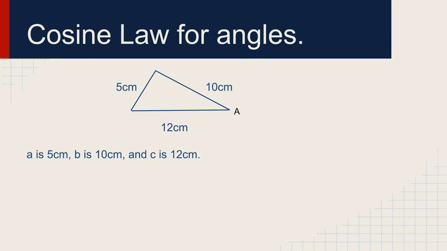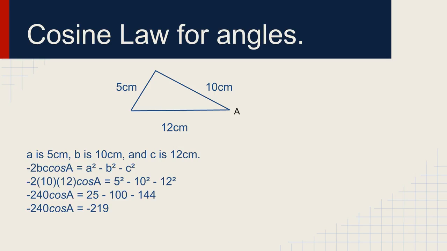As you can see, we have all the side lengths given. a is 5 centimeters, b is 10 centimeters, and c is 12 centimeters. Following the equation, the product of negative 2, 10, 12, and the cosine of A would be equal to negative 219. Divide that by the product of the known values on the other side of the equation, and we have 0.9125. Again, this is the result of the cosine of the angle. So we inverse cosine our value so far, and we get 24.15, and round it down to 24 degrees.